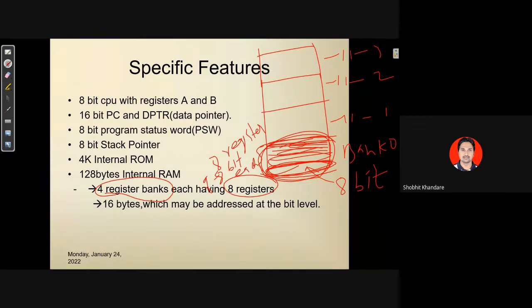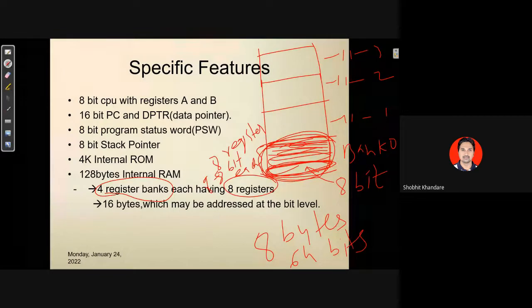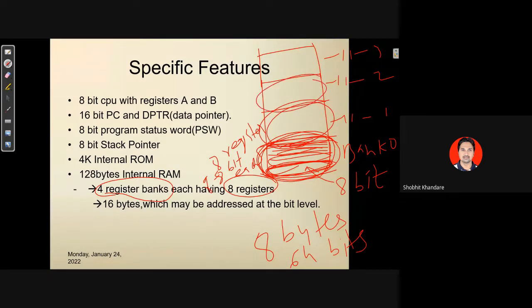अगर मुझे बिट्स नहीं बोलना है, बाइट्स बोलना है, तो कितना बोलूंगा? 8 बाइट्स. वेरी गुड. 8 बाइट्स, या फिर यू विल से 64 बिट्स. सो बैंक 0 8 बाइट या फिर 64 बिट्स, बैंक 1 8 बाइट या 64 बिट्स, बैंक 2 8 बाइट्स या फिर 64 बिट्स, और बैंक 3 आल्सो 8 बाइट या फिर 64 बिट्स.